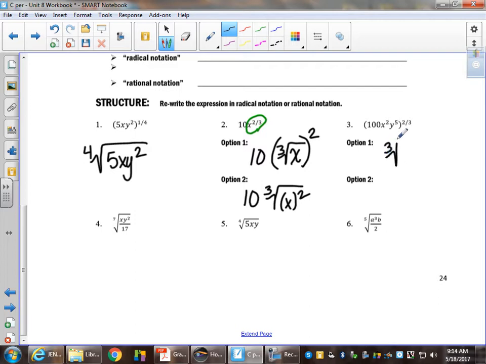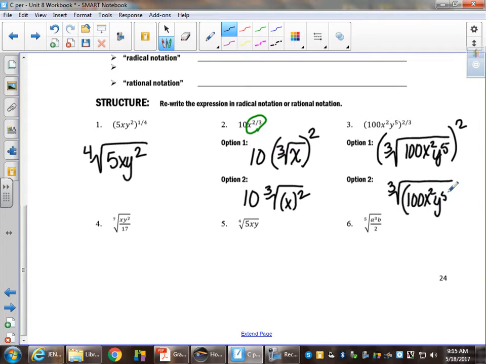Third root of (100x squared y to the 5th). For option 1, where are we going to have the power located? Outside. What is the power? Squared. Or on the inside, 100x squared y to the 5th squared, where the power is under the radical. Because for notation, there's two.